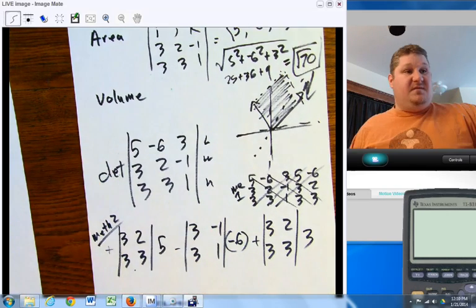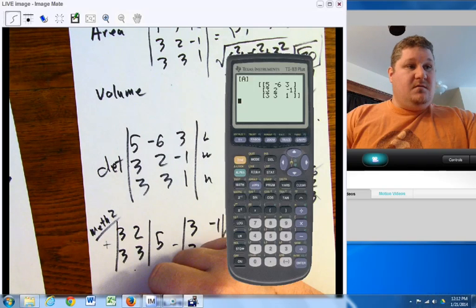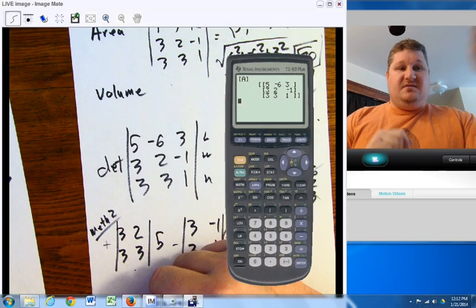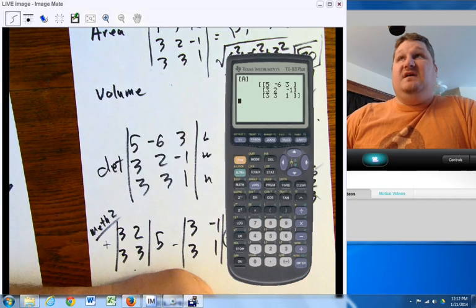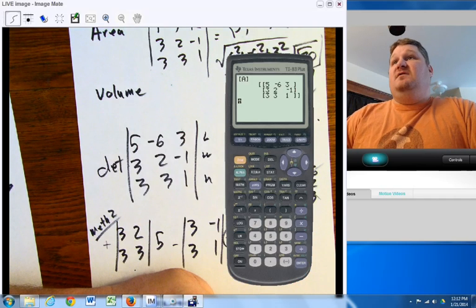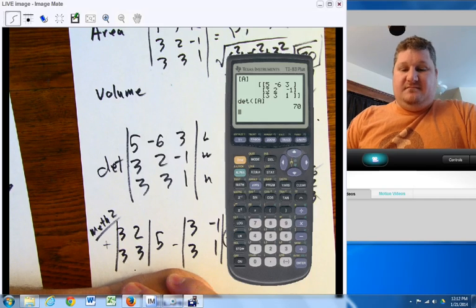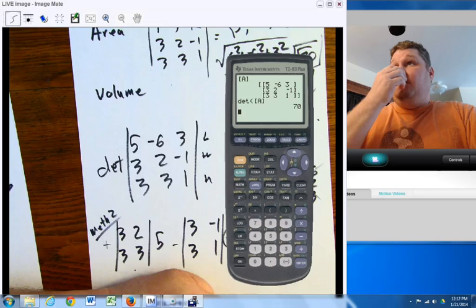So you have method 1, you have method 2, and of course we have the calculator, which is what I'm going to pause and do for you now. Okay, ladies and gentlemen, I have put the matrix into the calculator, so all we have to do is hit second matrix, math, determinant, second matrix, A, and the answer is 70. So the volume would end up being 70.